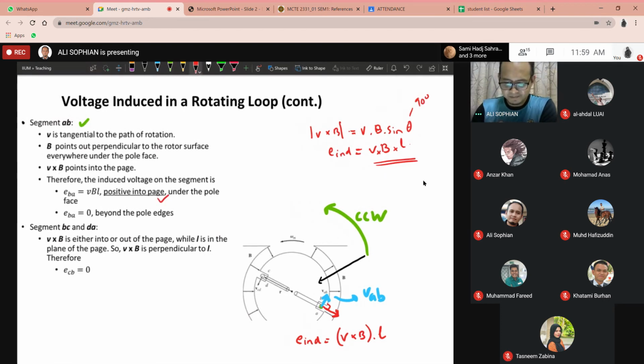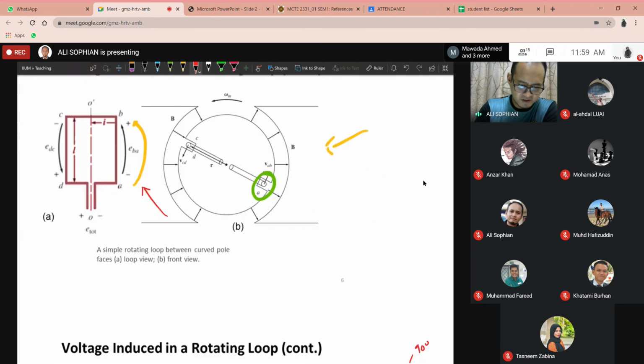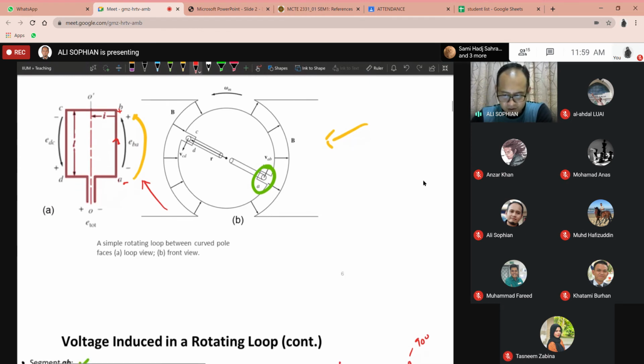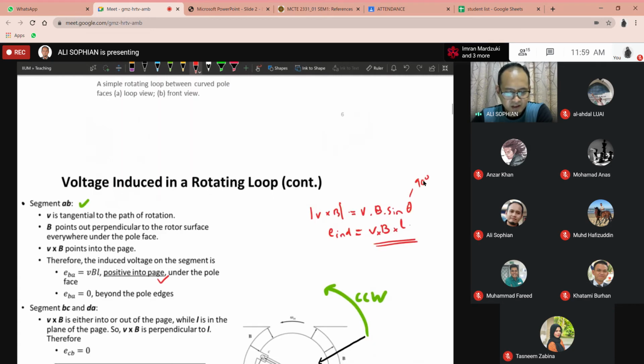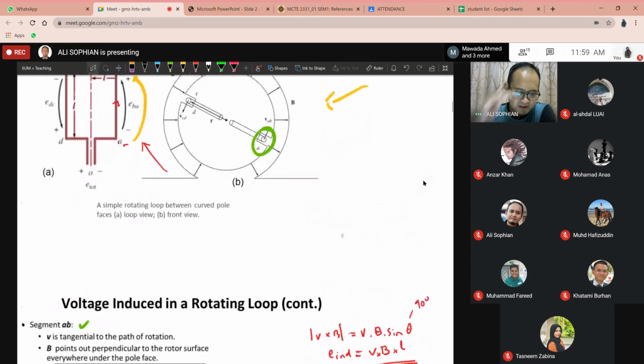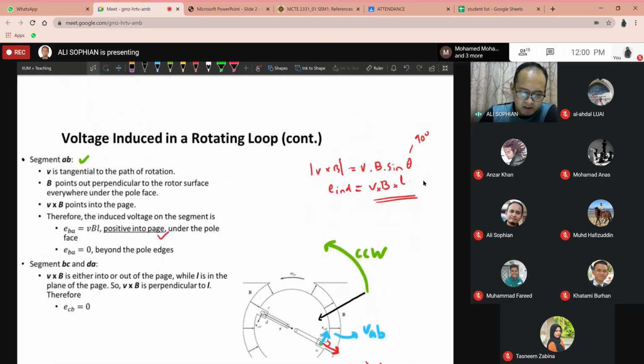If you look at this, this will be positive, this will be negative, but the current will be flowing in this direction, if it's a closed loop. Okay, so we got the answer for the first segment AB. Now the second segment BC.